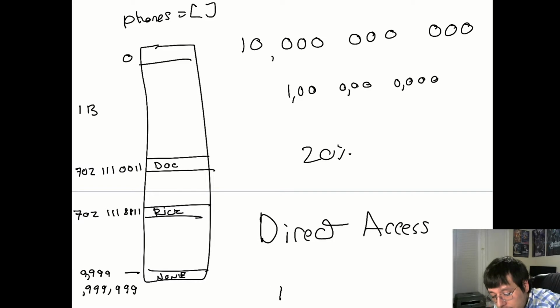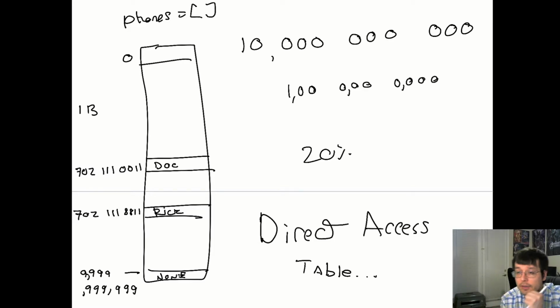And direct access tables are cool because they're really guaranteed to give you that constant time, but it is kind of overkill to use so much space, because sure, these are just names and it's not going to take a lot, but imagine you're keeping massive profiles for each phone number here. This would grow fast, really fast. So is there a compromise?